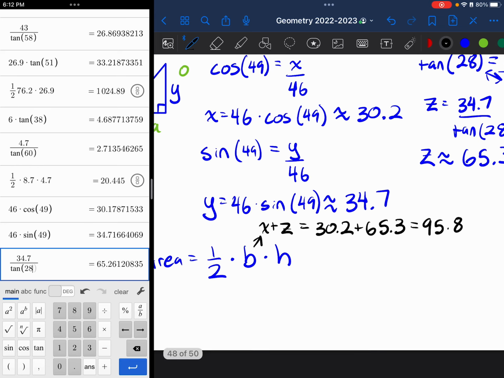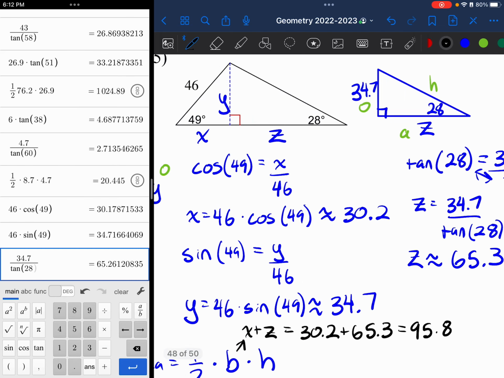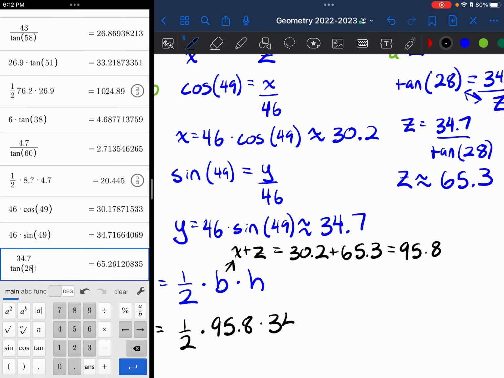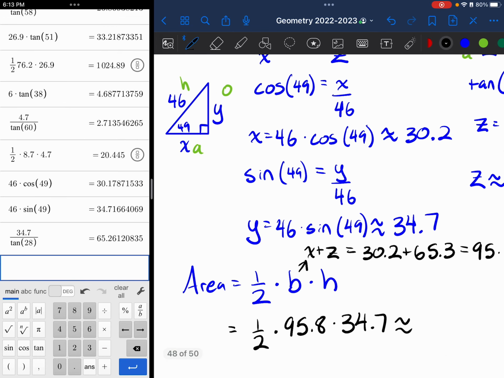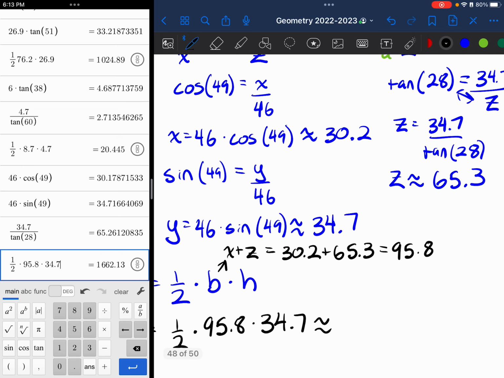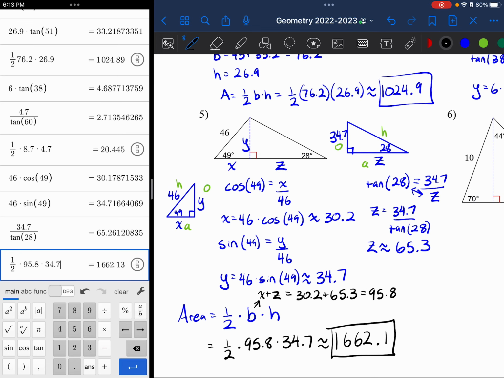So filling into our formula, we've got 1/2 times the base, which is 95.8, times the height. The height in our equation was y, and y was equal to 34.7. So times 34.7. I just need to type this in the calculator. It's going to probably have some rounding, so I'll say the approximately symbol preemptively. 1/2 times 95.8 times 34.7, and I get 1,662.13, or just 1662.1. A lot of work. I'm really hoping that we didn't make a mistake at the very beginning.